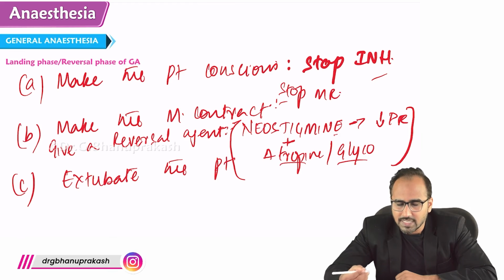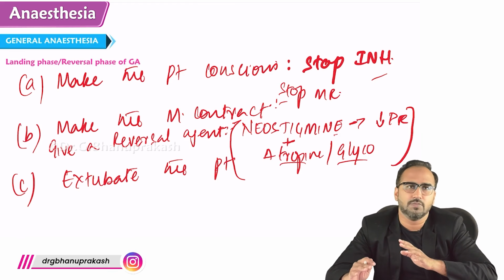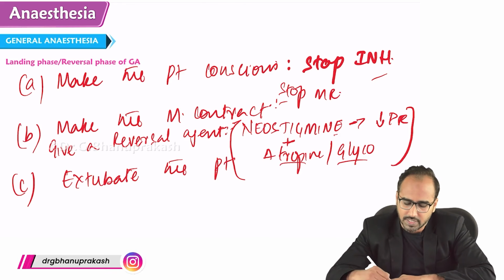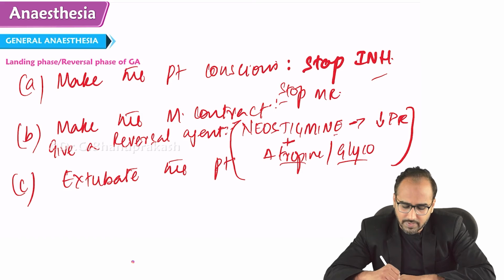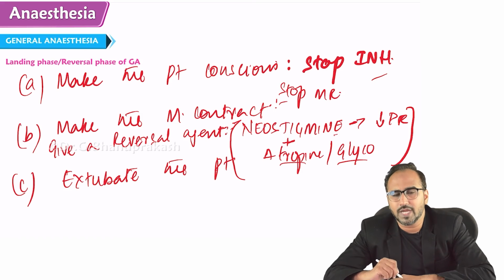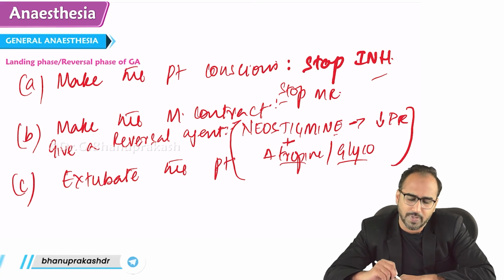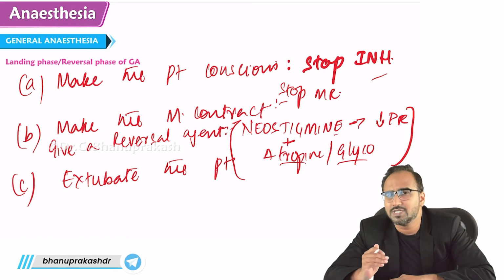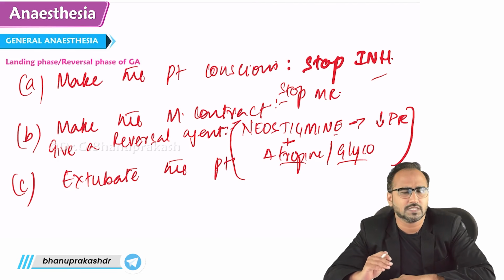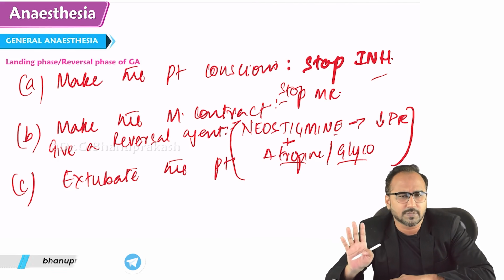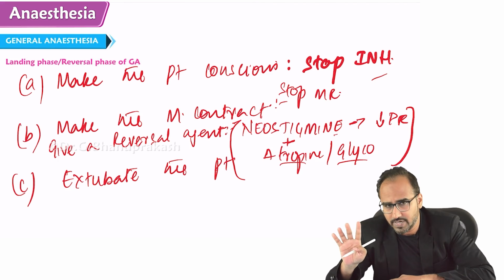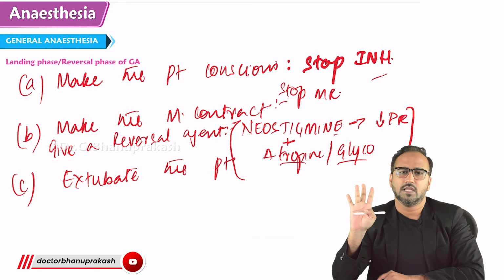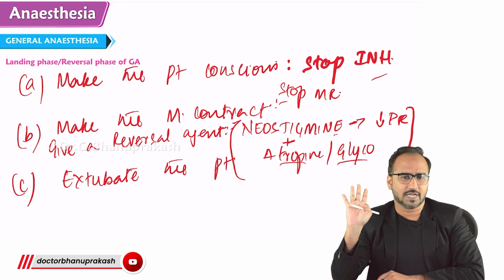Once the muscles have contracted, now the patient will be moving, he'll be opening his eyes and all. Now you have to remove the tube. The third, the last aim of the landing phase is you remove the endotracheal tube, that is, you extubate the patient. Once again, guys, we are talking about the 4 phases of general anesthesia. Please just look over here. First phase is pre-oxygenation, the second is induction, third is maintenance, fourth is reversal.